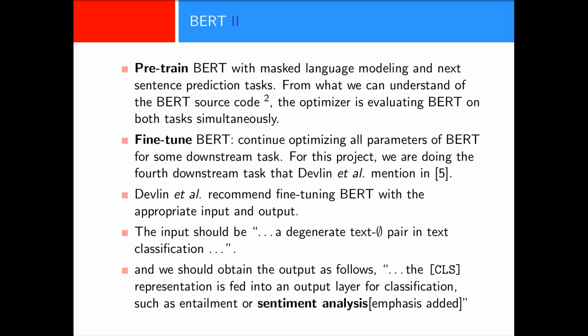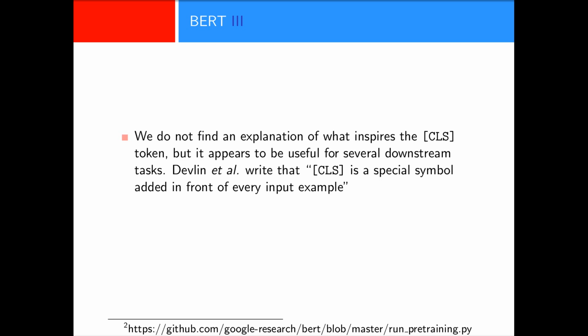They want us to use just a text and an empty set for the inputs, and then look at the output for this CLS token. The CLS token is something that BERT injects onto the beginning of every text sequence that it gets. I didn't find in the paper a lot of discussion on how the CLS token came into existence, but just that for practical reasons, it's useful in downstream tasks for BERT.